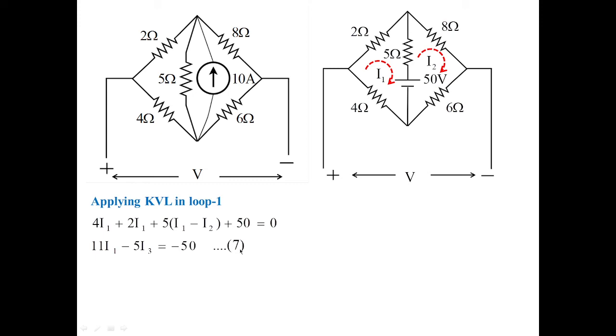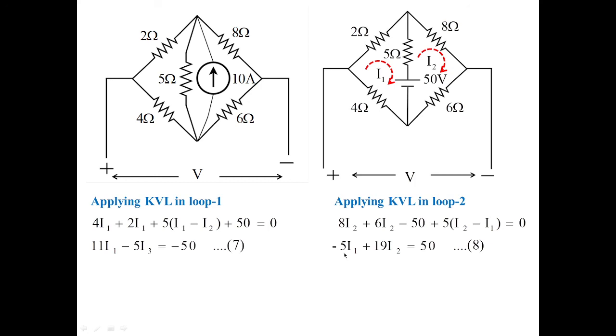So this is equation 7. Applying KVL in loop 2, we are going to get 8 I2 plus 6 I2. Since it's open circuit, you don't have any current over here. On the path, I'm taking the value as minus 50 plus 5 I2 minus I1 equal to 0. So rearranging this equation, I'm getting minus 5 I1 plus 19 I2 is equal to 50. Please make sure, friends, that this is not minus 5 I3. It should be minus 5 I2.